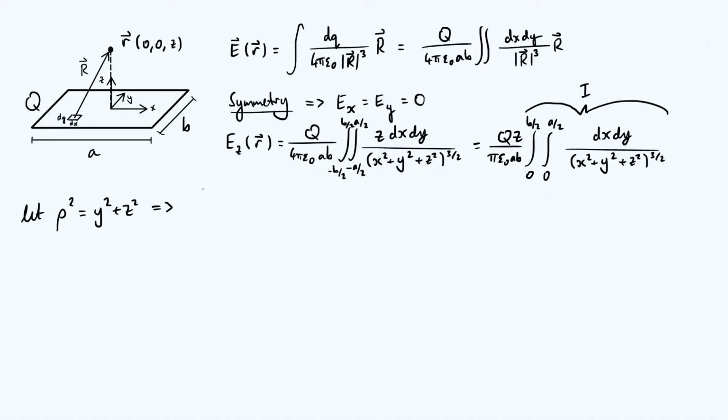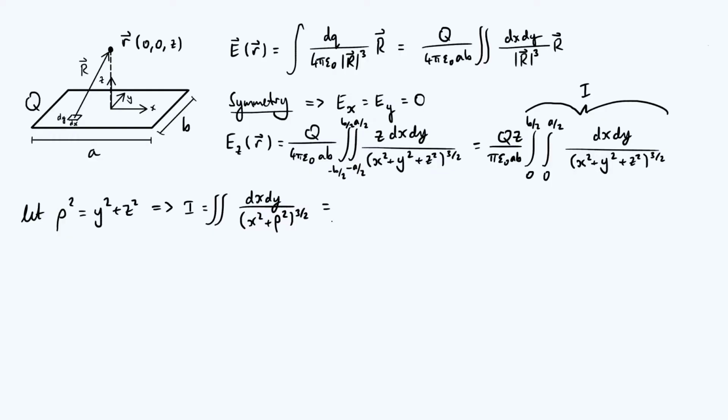So when you incorporate that newly defined variable into your integrand, then I is going to be the double integral. I'm not going to bother writing the limits in every time, to save a lot of unnecessary writing. It's the integral of dx dy over x squared plus y squared plus z squared, right? That is just rho squared. So this is x squared plus rho squared to the power of 3 over 2.